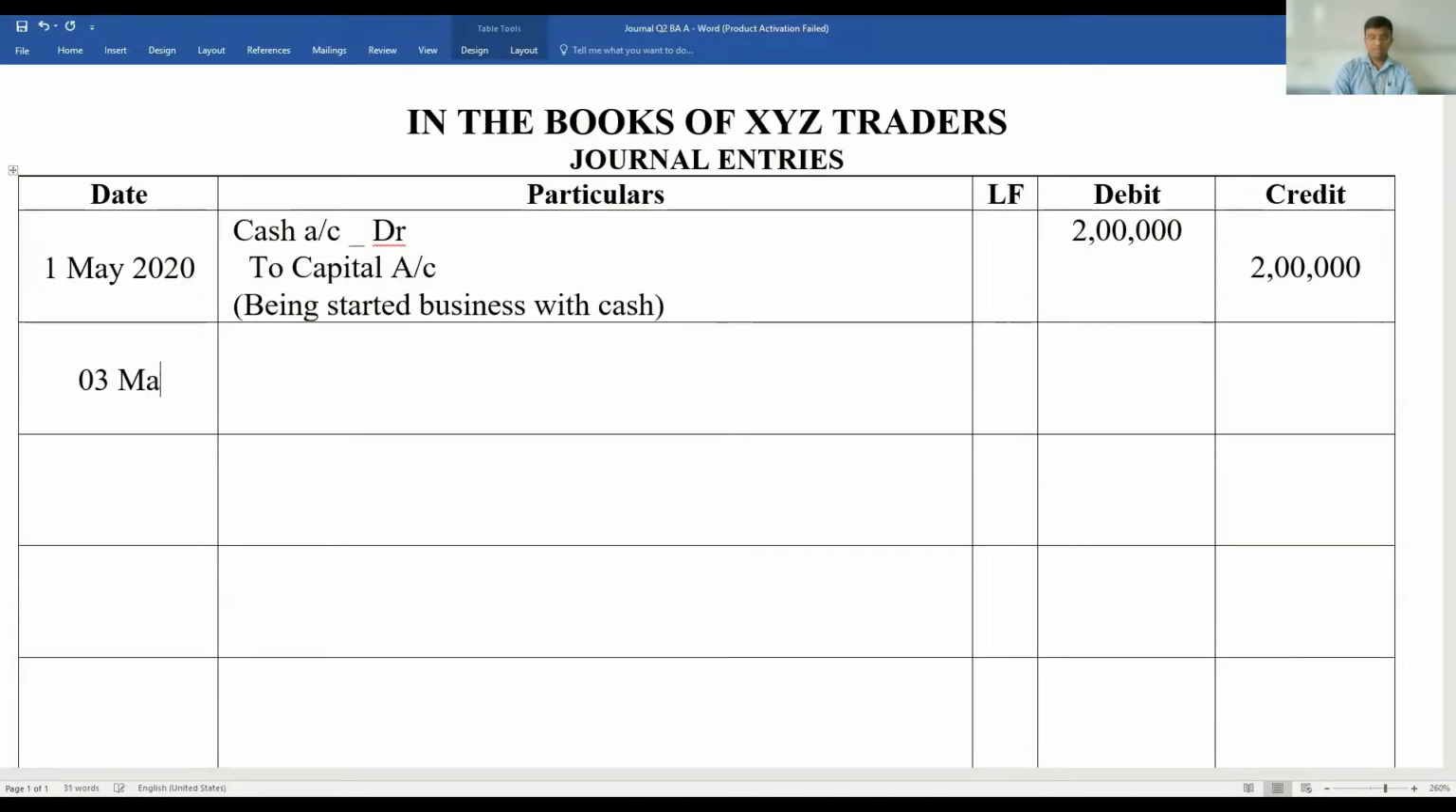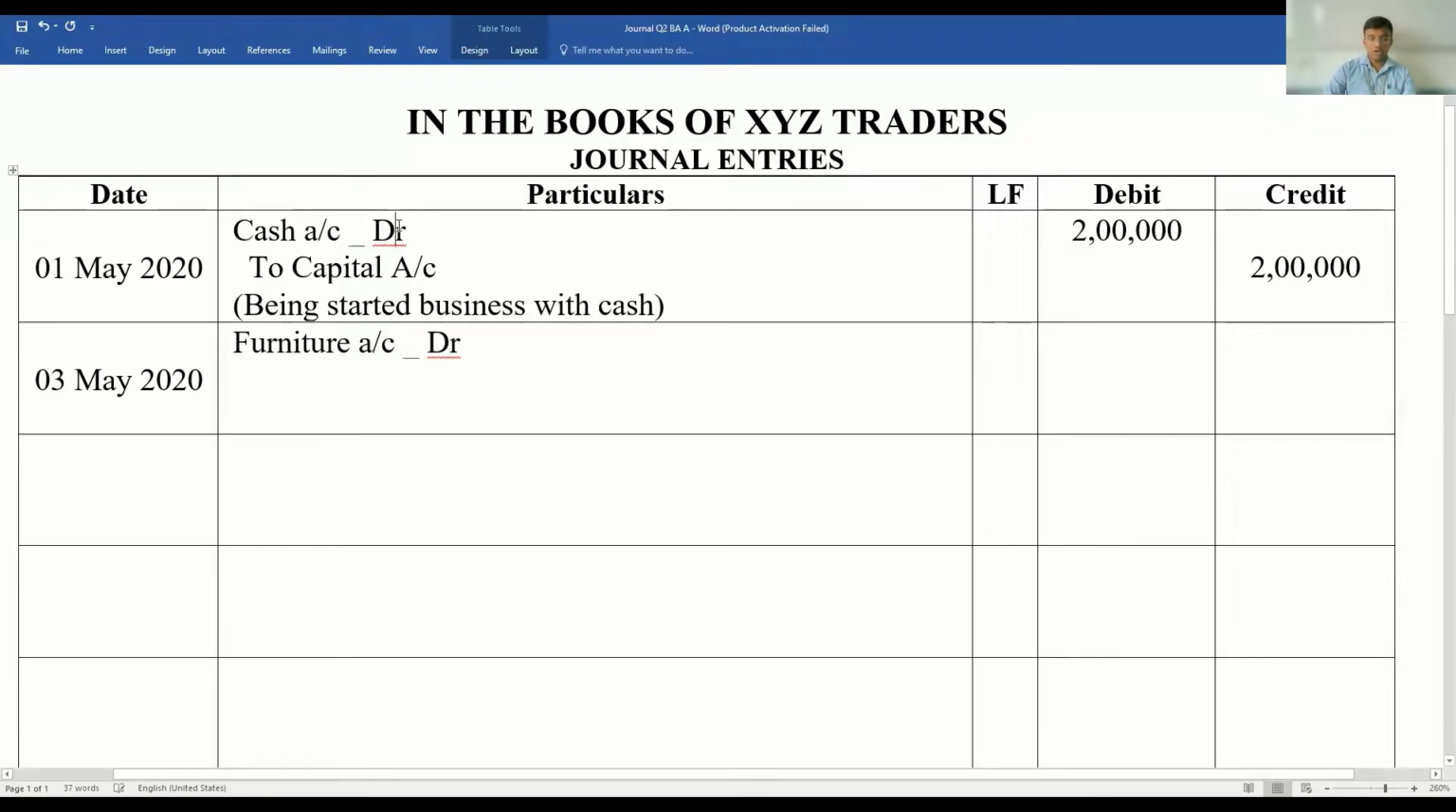The next one is 3rd May 2020. Okay, the next transaction is on 3rd May 2020, and the third transaction is bought furniture for cash. So which are the two accounts involved over here? The two accounts involved over here are furniture account and cash account. Now, furniture account, we know that furniture account is real.